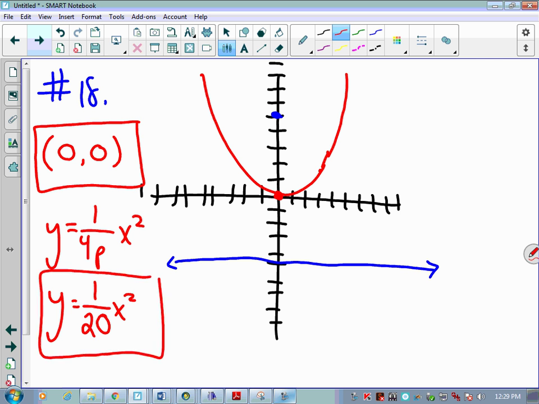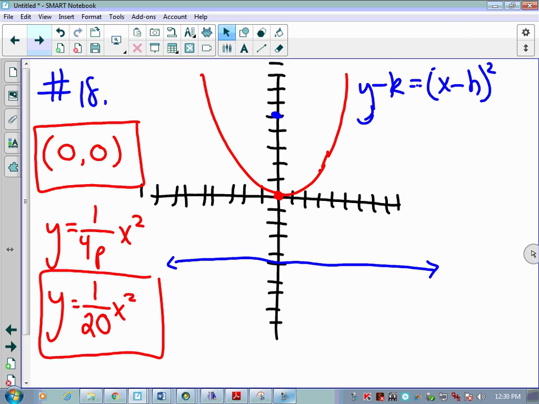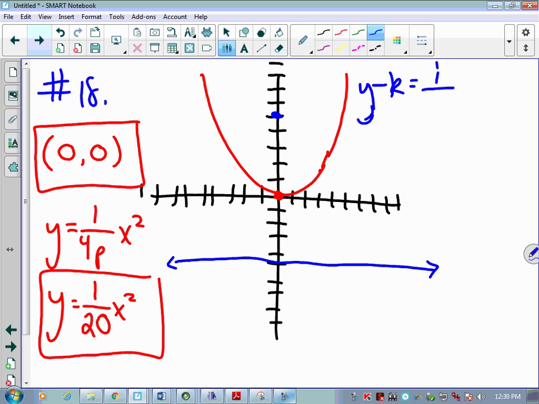If our vertex was anywhere else, the formula that we would want to use is y minus k equals, I believe, x minus h squared, and I would add my y over to the other side. Actually, no, almost right: 1 over 4p times x minus h squared. We just didn't need that because we were using the origin.